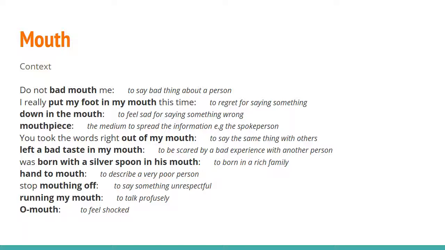You may say such a person was born with a silver spoon in his mouth. This rich person is the opposite of a person who lives from hand to mouth. This person is very poor and only has enough money for the most important things in life, like food.